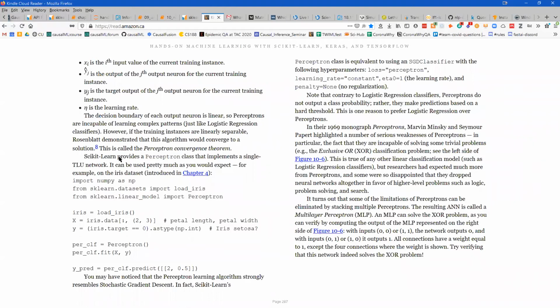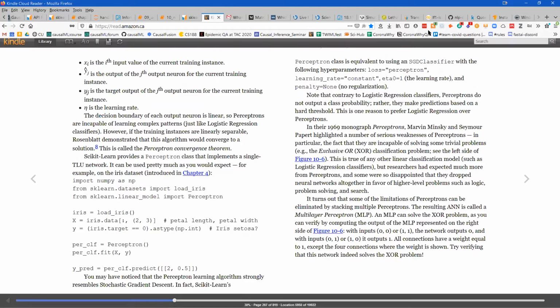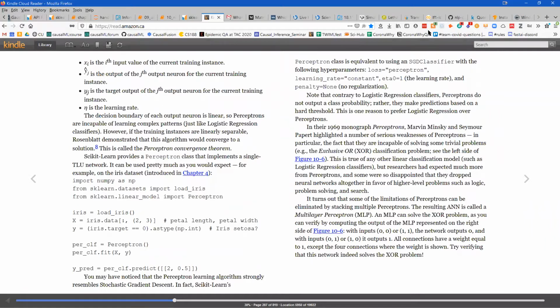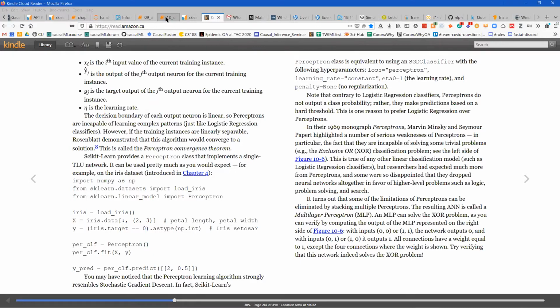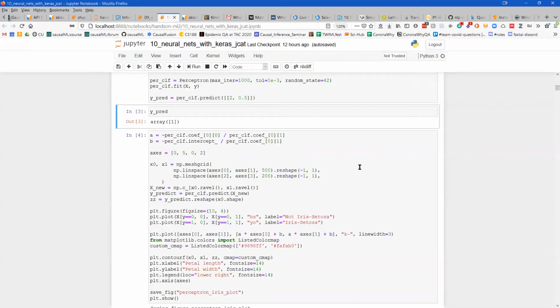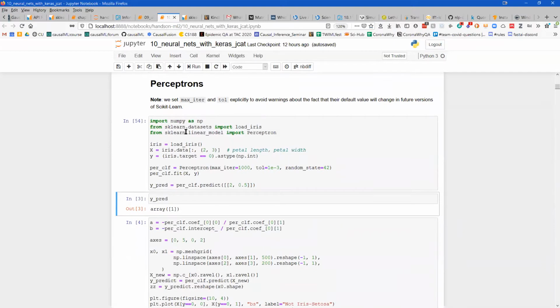So yeah, that's the update equation. And then he talks about applying it to the iris data set, which he does in the notebook. He basically just imports the iris data set.